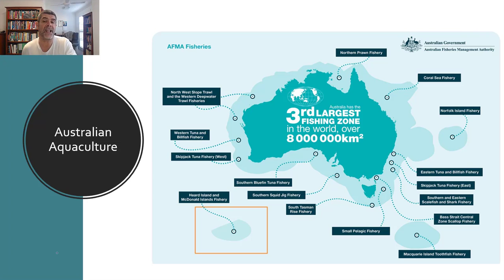Australia has the third largest fishing zone in the world, over 8 million square kilometres. And you can see from the map that there's a lot of different types of species that are part of that, particularly a lot of fish species that we find scattered around the country, but also some other interesting things like prawns and also things like pearls off places like Broome. Aquaculture is a very important industry, and it's one that's very closely related to water.